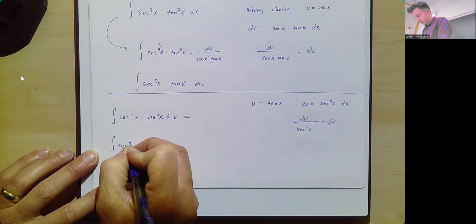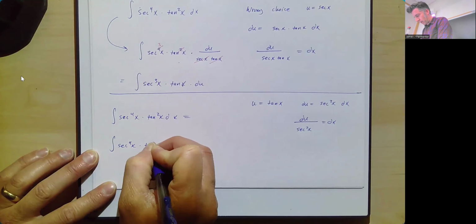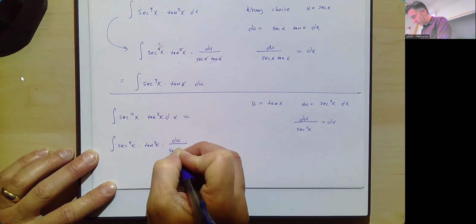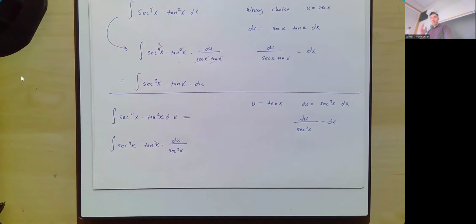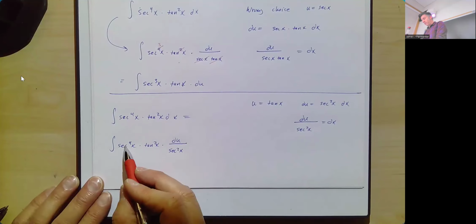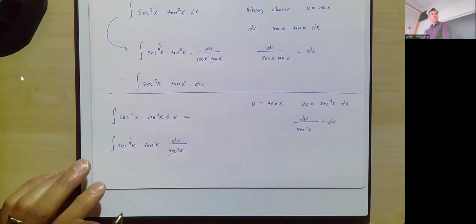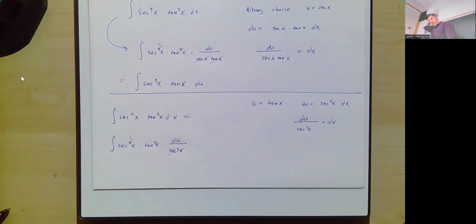as the integral of secant to the 4th x times tangent squared x times du divided by secant squared x. Okay, so now cancel appropriately. Secant to the fourth divided by secant squared is going to leave me with a secant squared. And the thing I didn't pick for u was secant, and I have a secant squared left over. That's a good thing.